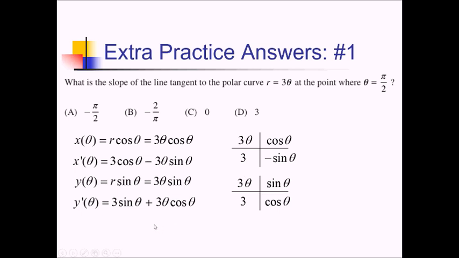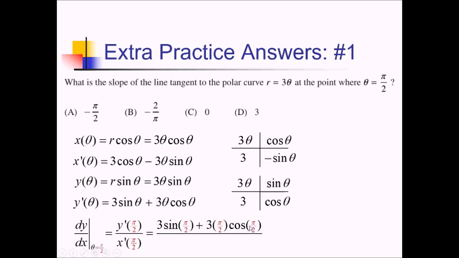Now to do dy over dx, evaluated at theta equals pi over 2, I'm basically doing y prime of pi over 2 over x prime of pi over 2. So y prime of pi over 2, that's going to be pi over 2 plugged into this thing. So 3 sine pi over 2 plus 3 pi over 2 cosine of pi over 2. Now we're dividing by x prime of pi over 2. So 3 cosine of pi over 2 minus 3 pi over 2 sine of pi over 2. It all kind of looks the same to me, but I'm copying and pasting very carefully here.